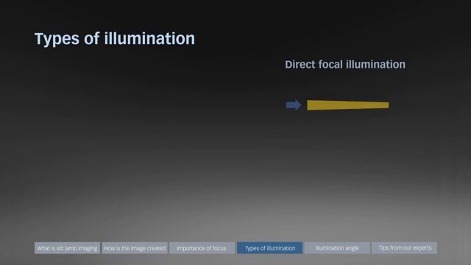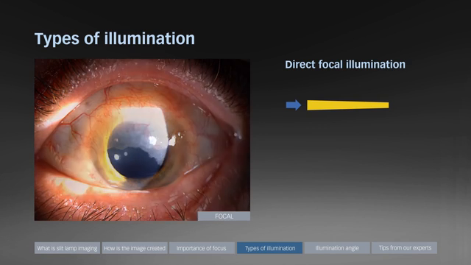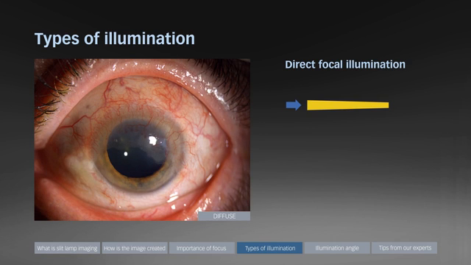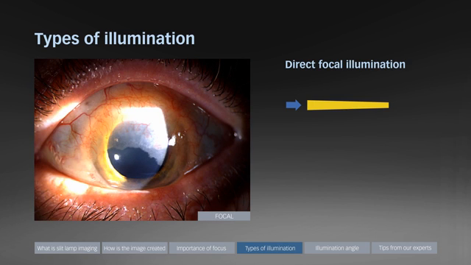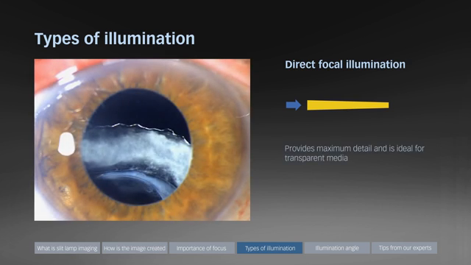Direct focal illumination. Direct focal illumination is a bright, focused light. For comparison, the same eye with diffuse illumination. Note how the direct focal illumination enhances the sharpness of the new vessels growing into the cornea. Direct focal illumination increases the contrast and in many cases can make more detail visible.